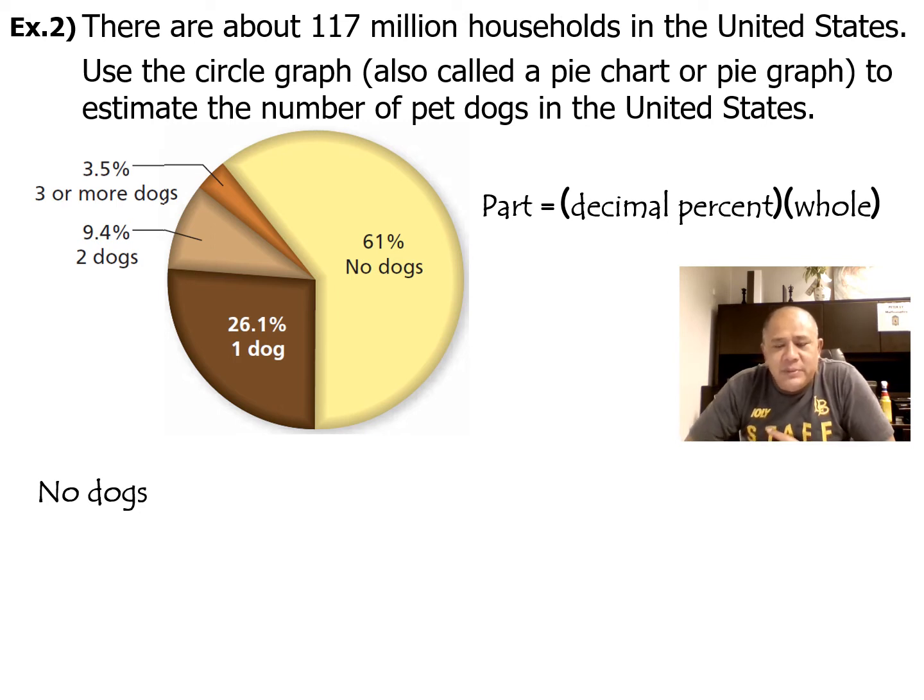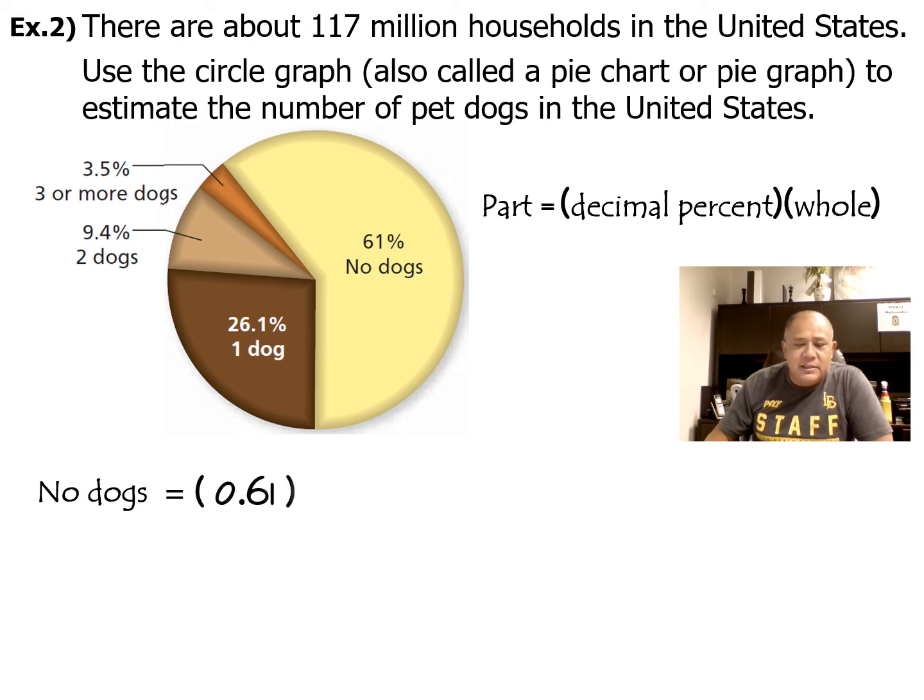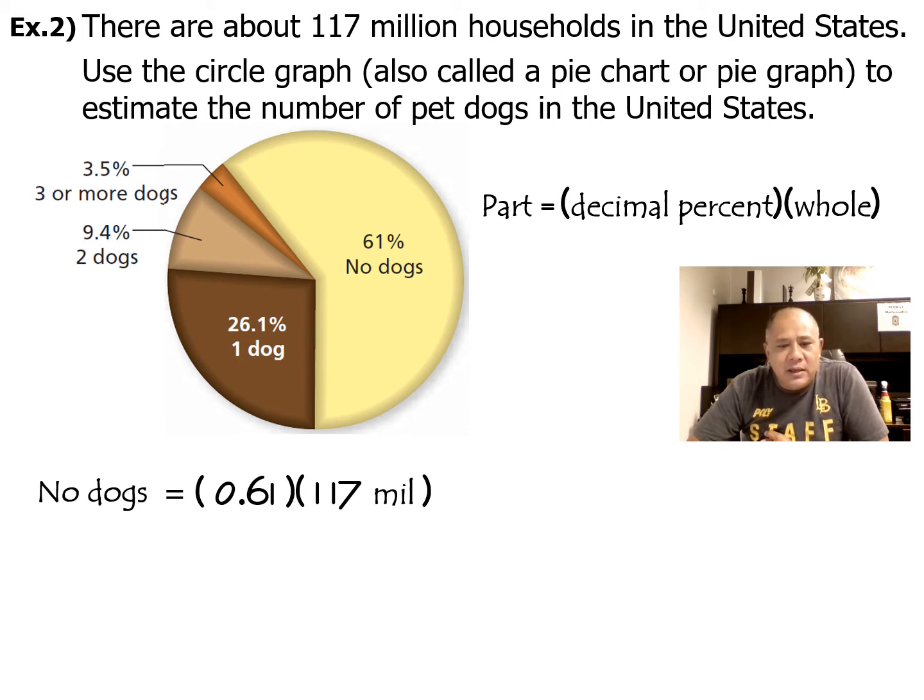And it's 61%, so we got to change it into a decimal. And that's written as 0.61. And the whole is 117 million, so write that in there. Now, using your calculator, you're going to multiply that. And if you multiply that, 0.61 times 117 will give you 71.37.